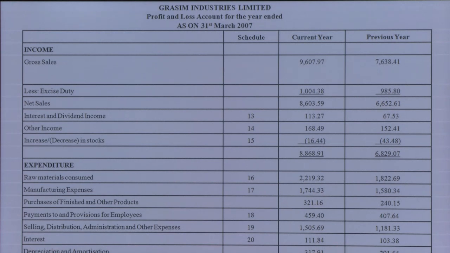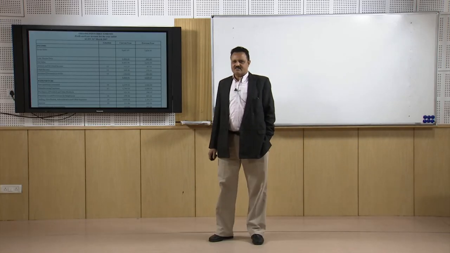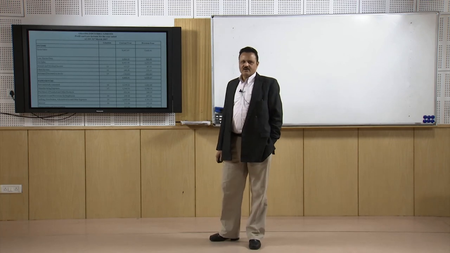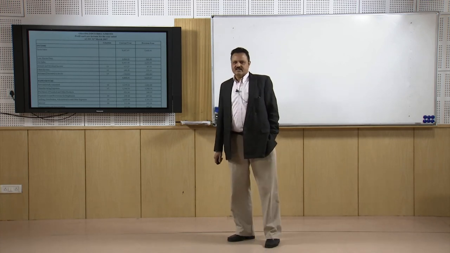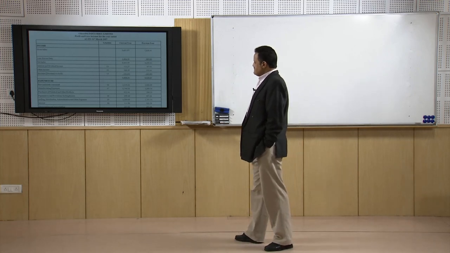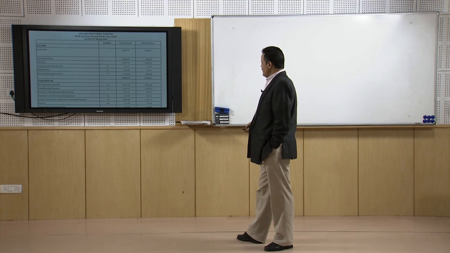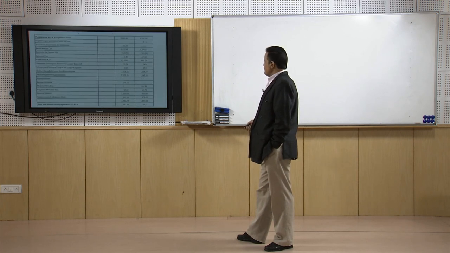Yes, they have borrowed money, that is 111 crores, or almost 112 crores of interest, they are paying. So it means they have loans of about 3000 crores. On that they are paying interest, but the interest is also at a very manageable level. And then there is depreciation and amortization.